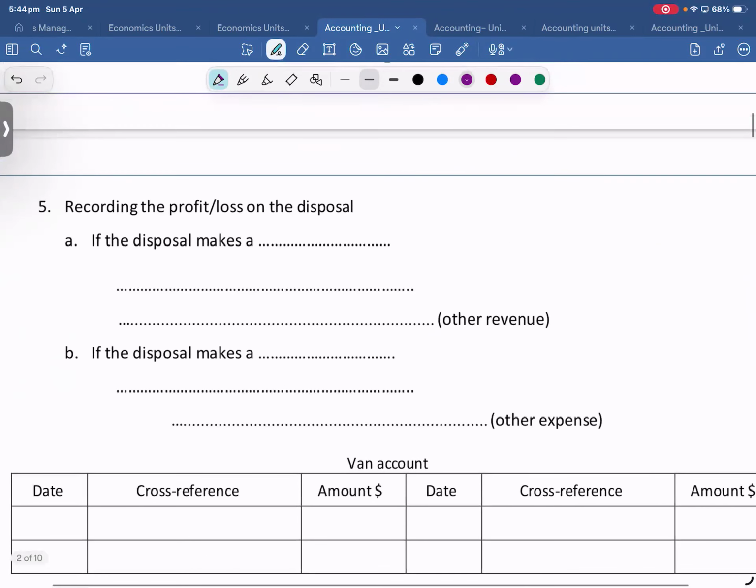Okay. What's the double entry? It's debit disposal of van and credit the... Very good. Wonderful. So then, why do you credit it for now? Yes, revenue increases if the disposal makes a profit. So what do you do? You debit the... Oh, sorry, the other way.